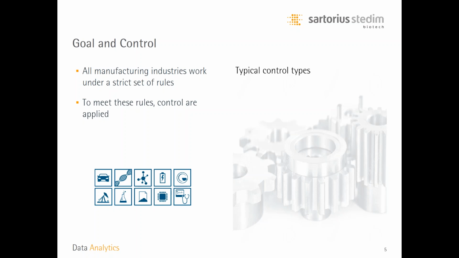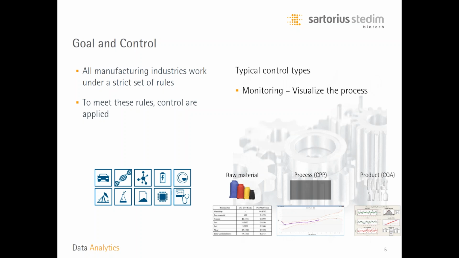But when you have hundreds of variables, there still are correlation patterns that you need to take into consideration to know if the system is behaving as it should or not. And to meet those rules, of course, some control is applied. And there are different types of control, of course. It's monitoring, just looking at it to see that the process behaves as it should.